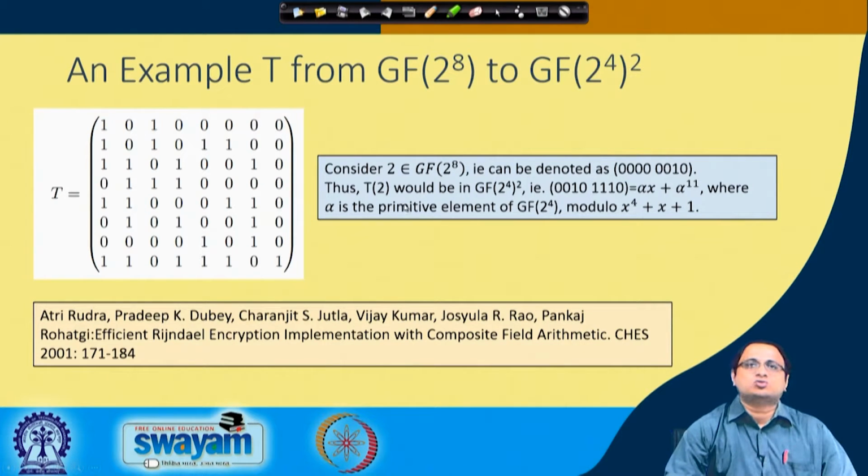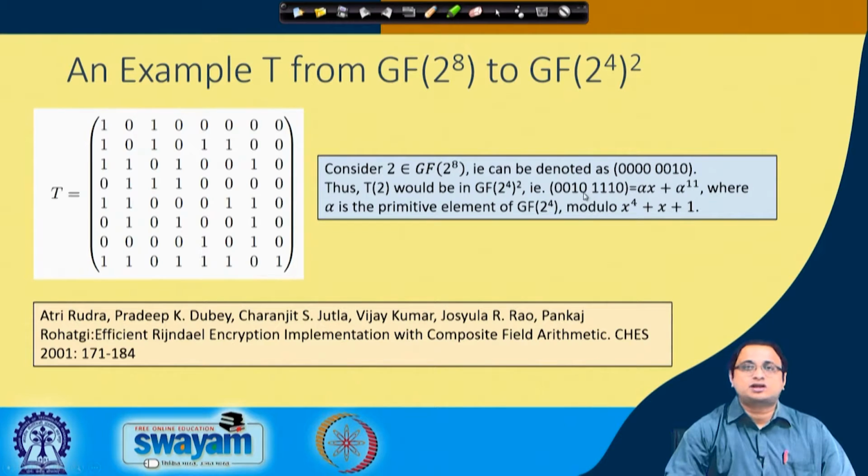So, T2 would now be in GF((2^4)^2). If I apply this matrix on 2, then I should get the result in my composite field GF((2^4)^2). So, this turns out to be this column here, because note that there is only one 1 here. Therefore, this turns out to be this column, and that is 0 0 1 0 followed by 1 1 1 0.